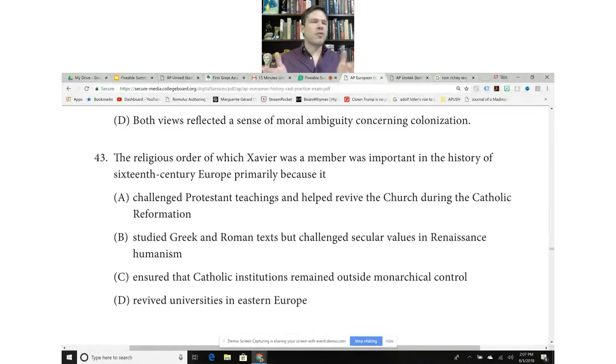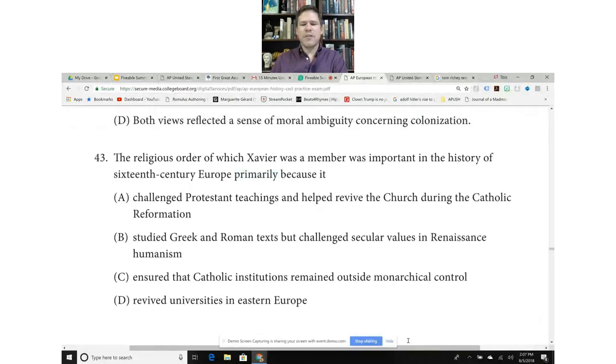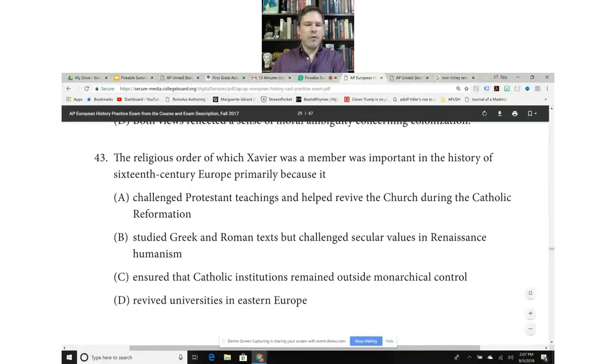It wasn't strictly necessary that a kid know who he is, but they need to know the Jesuits were important in the history of 16th century Europe, primarily because, now remember, words like primarily or directly. There could be more than one correct answer, but we're looking for something that's obvious. A: challenged Protestant teachings and helped revive the church during the Catholic Reformation. That sounds good to me. B: studied Greek and Roman texts, but challenged secular values in Renaissance humanism. Now, that's just not as primary a mission as I see for A.